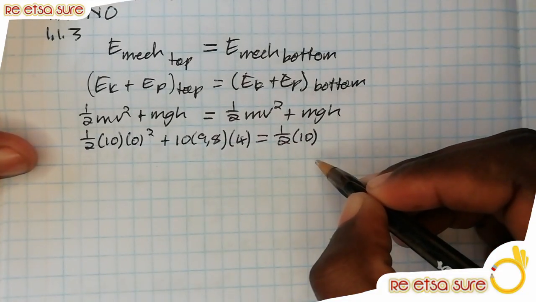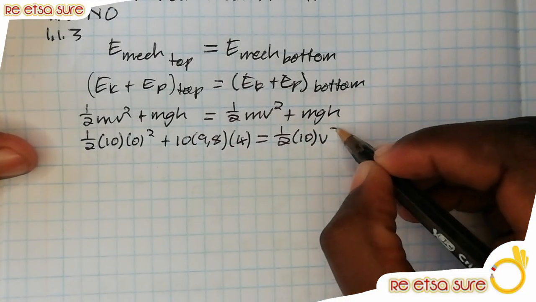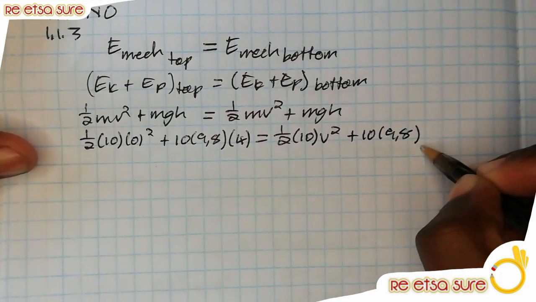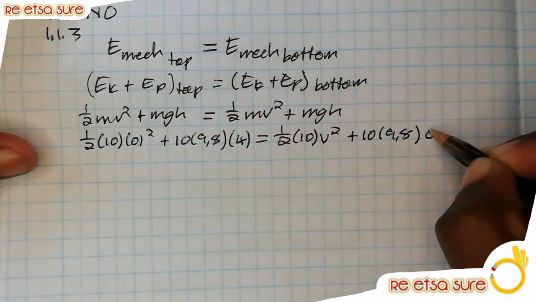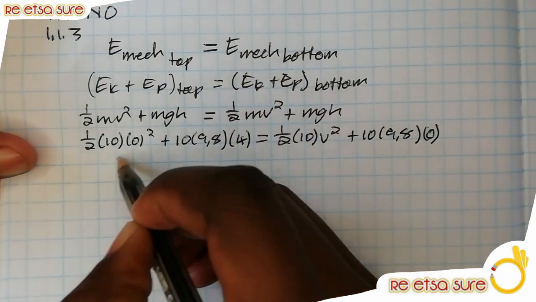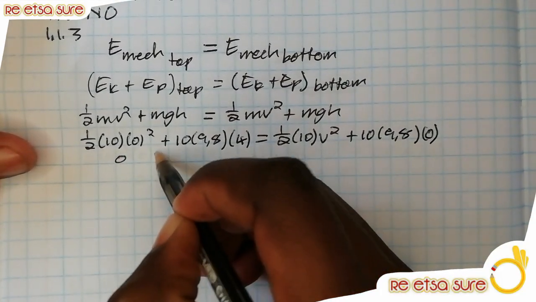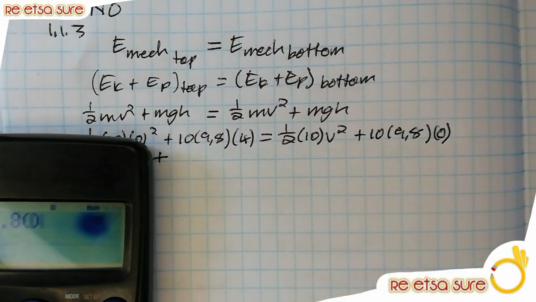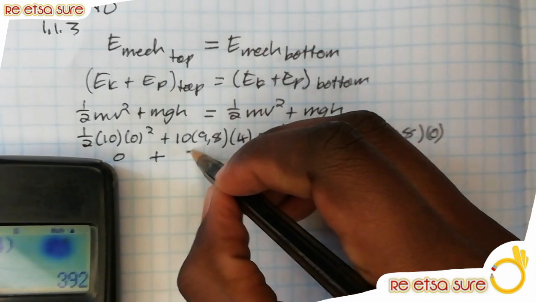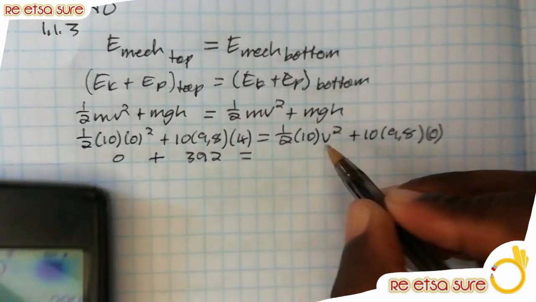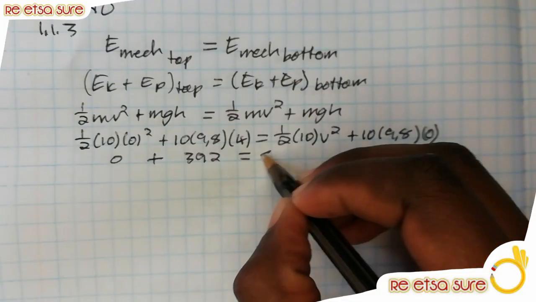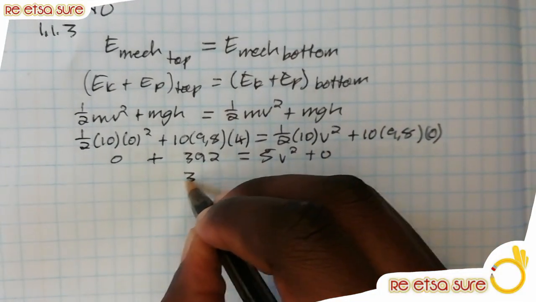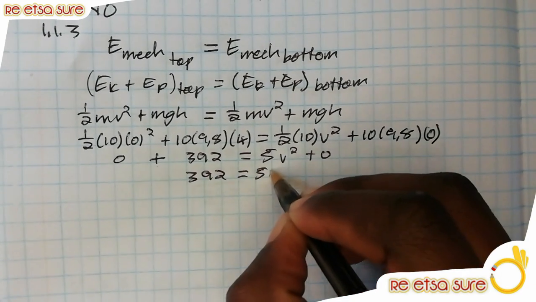Now the velocity of our object at B, that's what we're looking for. So we have v squared plus 10 into 9.8. What is the height at point B? It is 0 meters above the ground. So this is going to give us 0, and the left side gives us 10 times 9.8 into 4, which is 392. That is equal to, half times 10 is 5, v squared. The other term gives us 0, right? 392 is equal to 5 v squared.